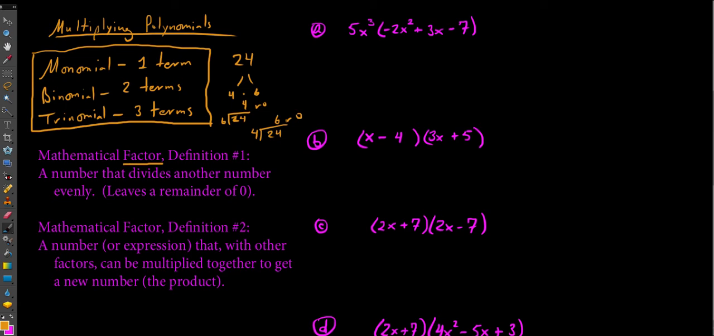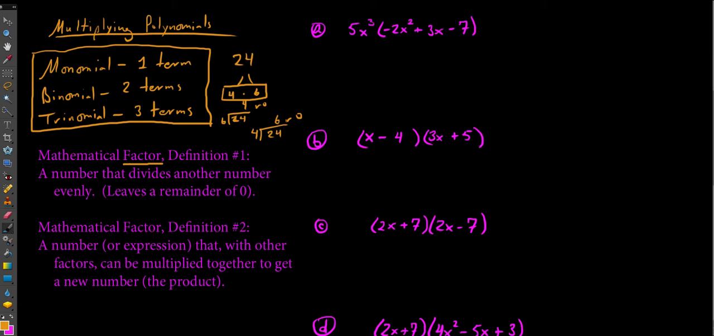The second way to look at a factor is as a number or an expression that, with other factors, can be multiplied together to get a new number, and that new number is usually referred to as a product. So for instance, 4 and 6 are factors of 24, because these two factors produce 24 when we multiply them together.